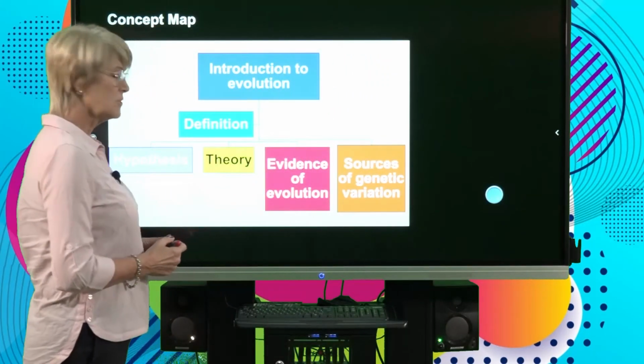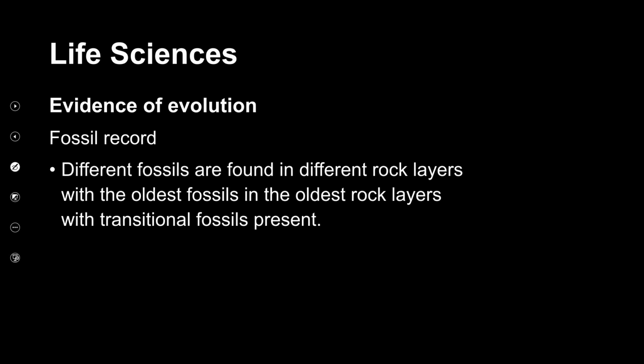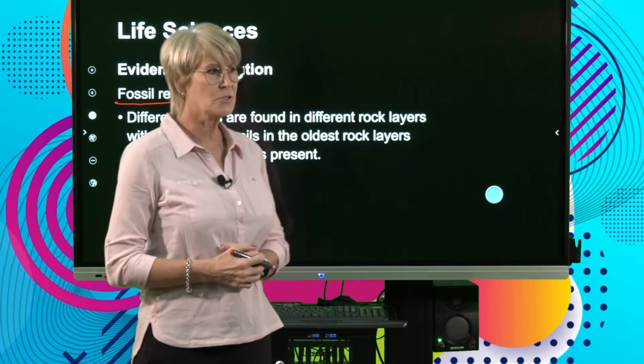Okay, so what we're going to look at now is the evidence that there is for evolution. We're now going to look at the various forms that we have. And the first thing we're going to have a look at is the fossil record. And remember, you have covered how fossils were formed.